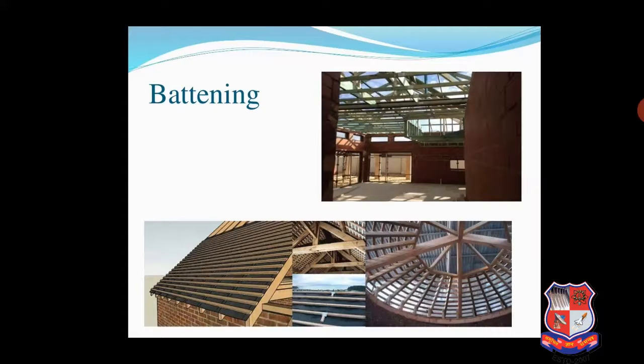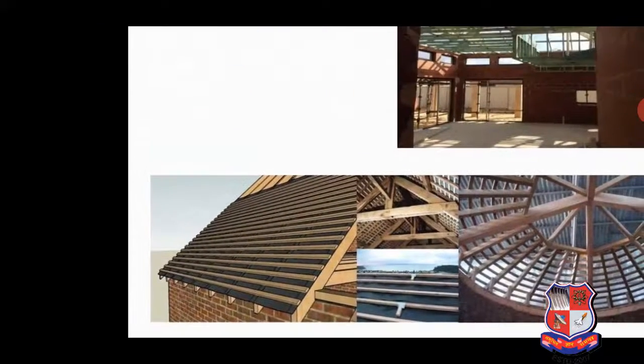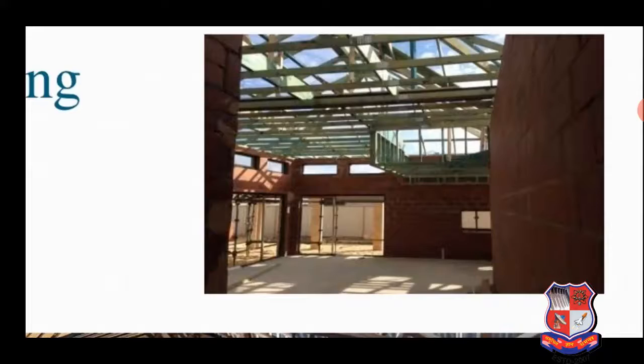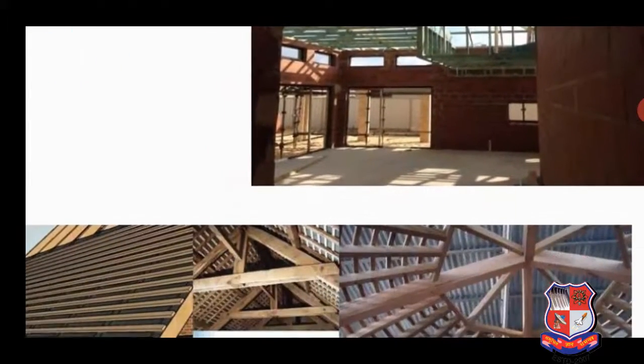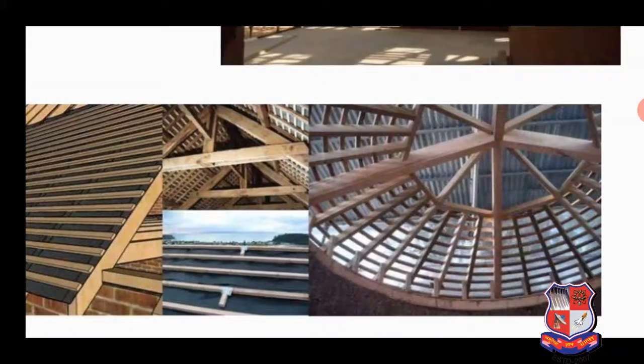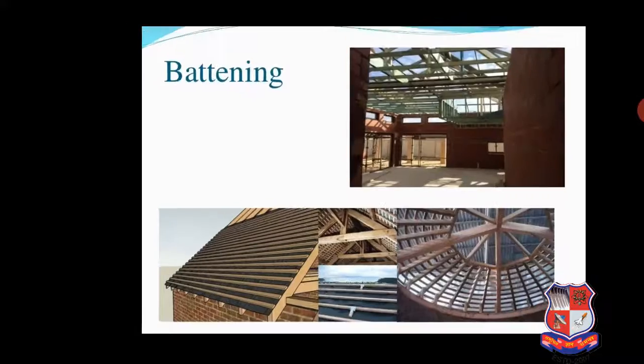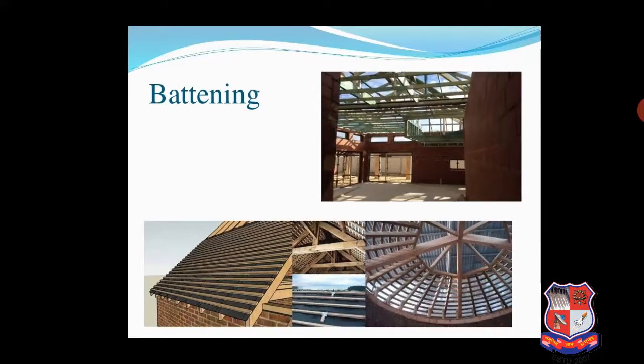So these are the uses or applications of battening. You can see that battens are provided horizontally on a truss to resist the roofing covering materials. They are also provided in a steel roof truss as a horizontal member to resist transverse force. From an aesthetic and architectural point of view, they are also provided in a wooden dome.